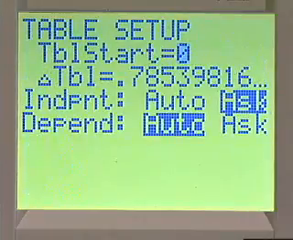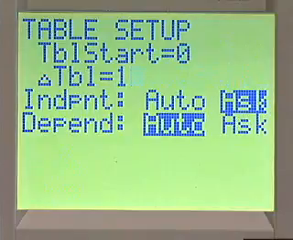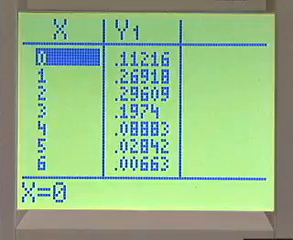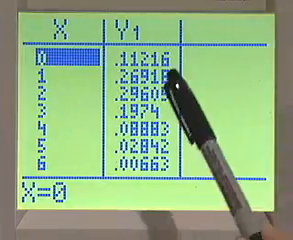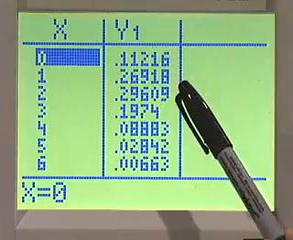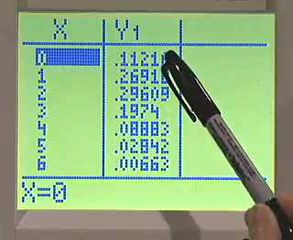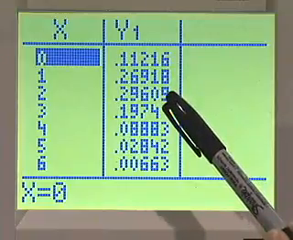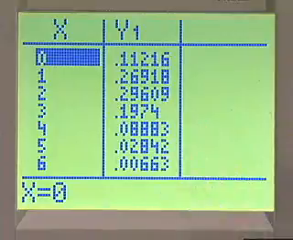I'm going to set my delta table to 1, and I'm going to start the table at 0. Now I want to do auto, not ask. Let's look at the table. The table gives lots more information than I needed. What I need are the first 4 numbers, 0.11216, 0.26918. This is r equal to 0, r equal to 1, r equal to 2, r equal to 3. What I need to do is take those 4 numbers, add them together to get the result.